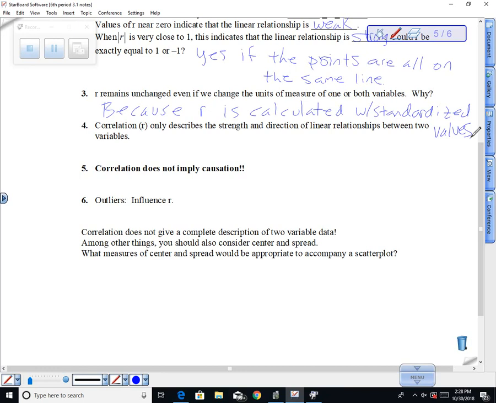What about outliers? Would they impact R? Yes. If you think about it, R is calculated with the mean and the standard deviation, and the standard deviation and mean are both impacted by outliers. So it makes sense that R would be impacted by outliers. They're definitely influencing R.